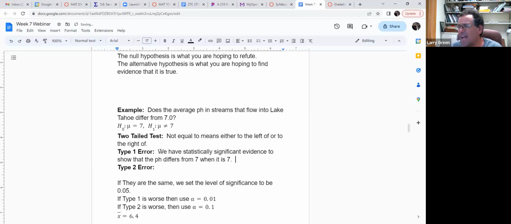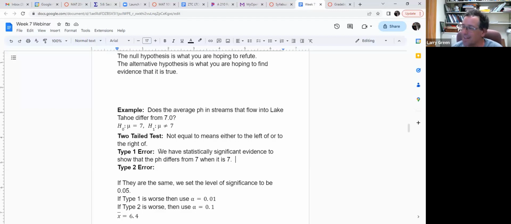Okay, what's going to happen if we show the pH differs from 7? What's going to happen if we show that the pH of streams on average that go into Lake Tahoe is not 7? Anyone know? This is real world. If you live in Tahoe, you may have an idea. Okay, if you don't know, that's okay, I'll tell you.